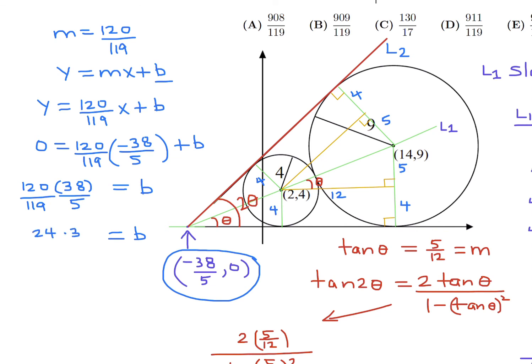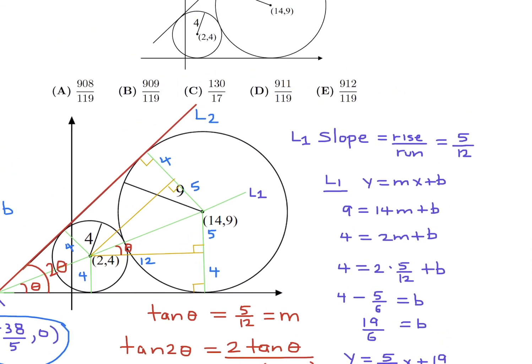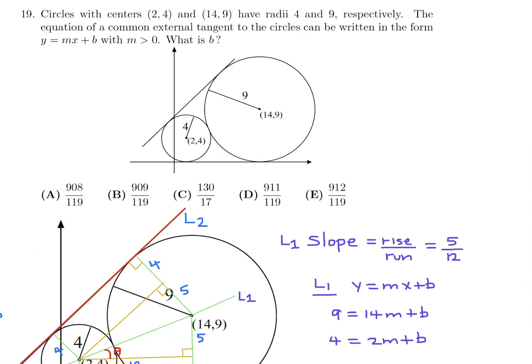This looks like 24 times 38 over 119. And if you multiply that out, you get 912 over 119. So that is the value for b, and that is what they're looking for in this question. What is b? And therefore the answer for number 19 is E.